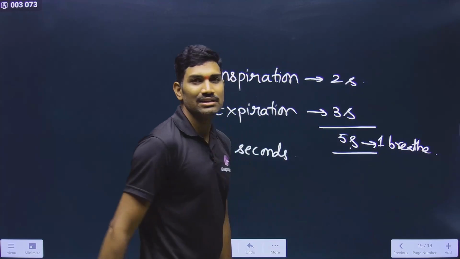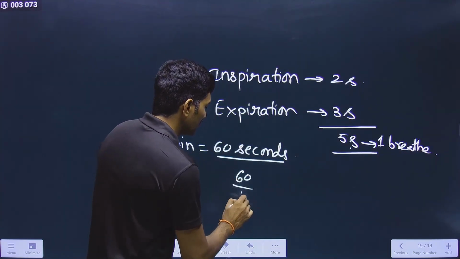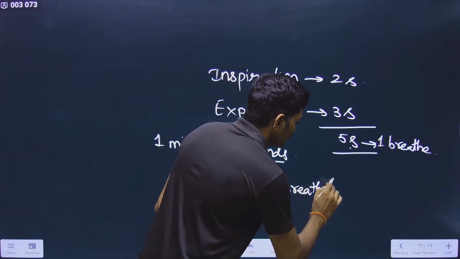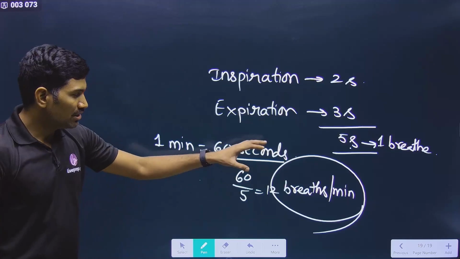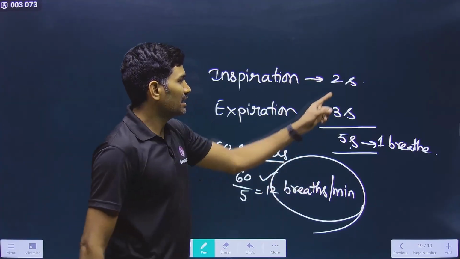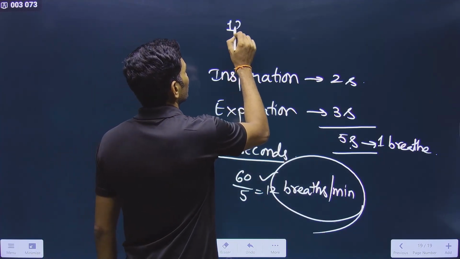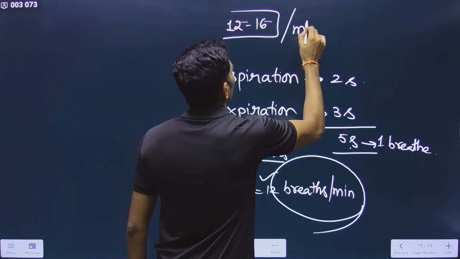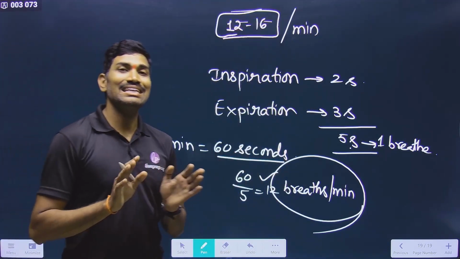how many breaths in 60 seconds? 60 divided by 5 will be 12 breaths. 12 breaths per minute. Do the calculation. So in 1 minute, on an average, we get 12 breaths if you are taking these values. But please remember, these are average values only. In general, per minute, it is 12 to 16 times for a healthy individual.